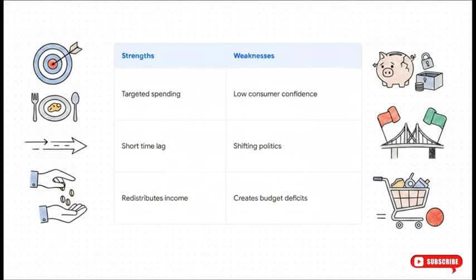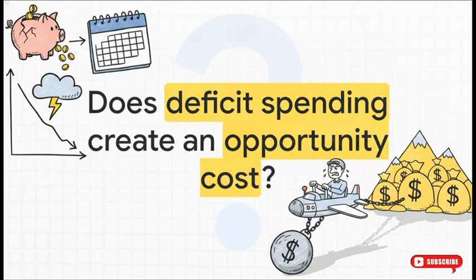Plus, fiscal policy is always at the absolute mercy of shifting political winds. A vital long-term infrastructure project might suddenly lose all its funding simply because a new political party takes office. And that actually leads us to one final, really provocative question to close out our explainer today.